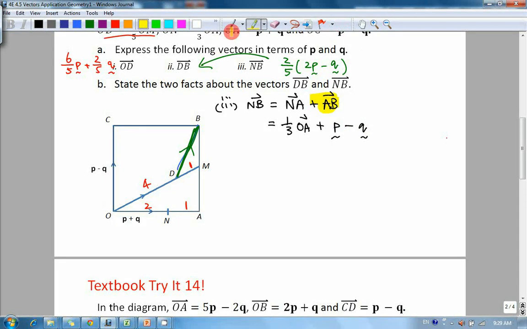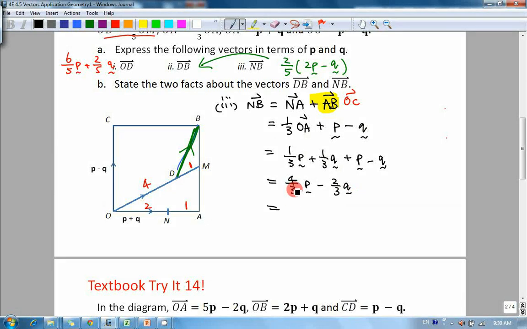AB is the same as OC, so P minus Q. Okay, write down here, AB is the same as OC. So 1/3 OA will be 1/3 P plus 1/3 Q, plus P minus Q. Therefore, I'll have 4/3 P minus 2/3 Q. And if I take out 2/3, I'll have 2P minus Q. Okay, this is our answer. Again, you can leave your answer here. Then now let me copy this over also and then delete this.